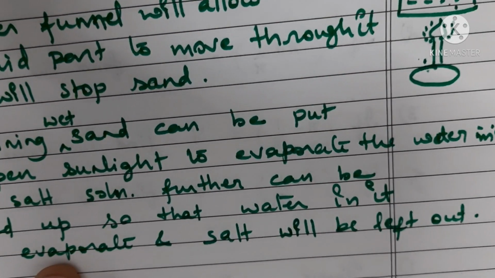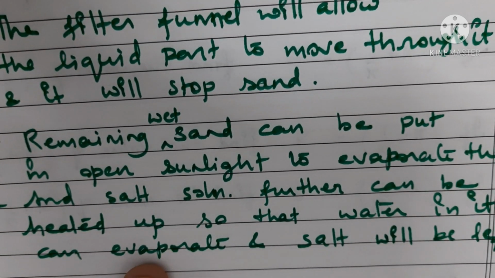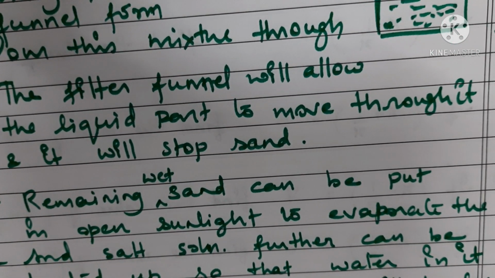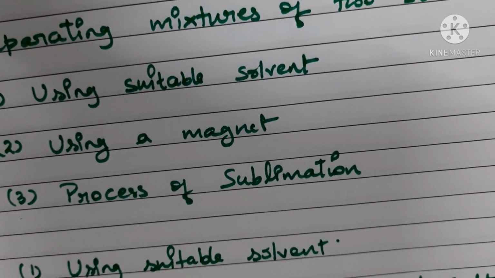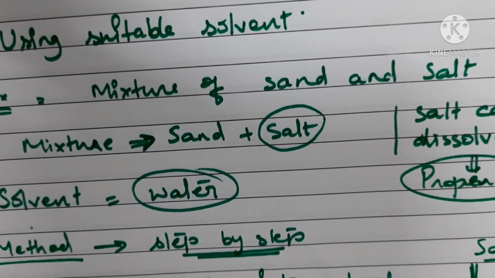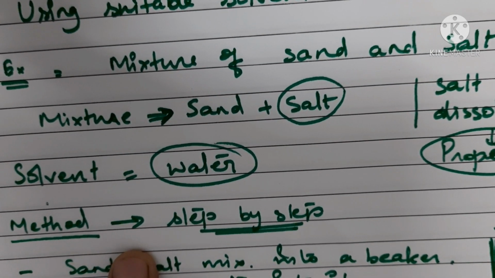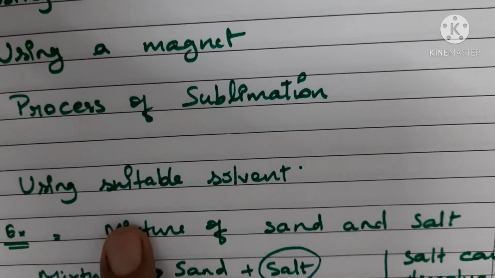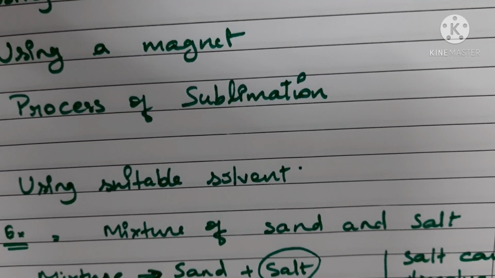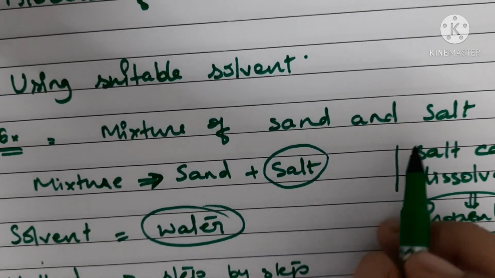समझ में आ गया क्या हुआ इसमें? What we have done in this? First of all, we have used this method to separate two solids. Okay, and here we have taken one example of sand and salt.